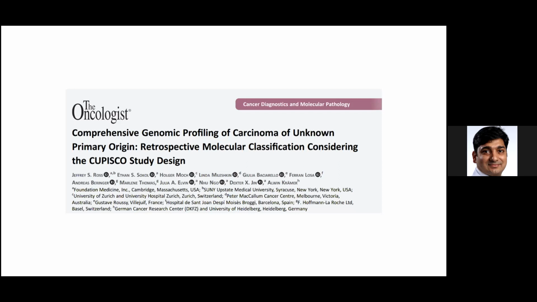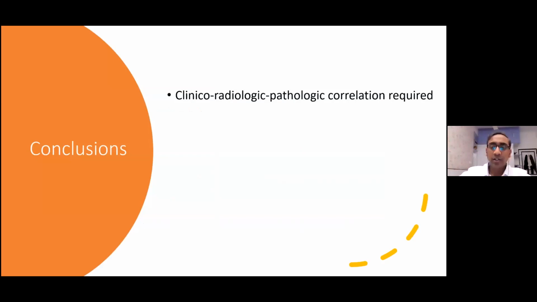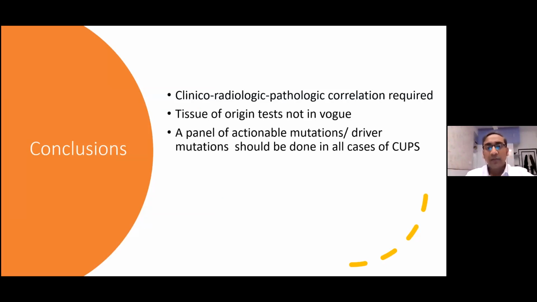Correct. So with this, I would like to end the panel discussion. The basic learnings from this panel discussion, for me, are that a good clinical, radiological, pathological correlation is required. I think my learned panelists would concur with this. The tissue of origin test is not in vogue, and we are phasing this kind of panel out. A panel of actionable mutations or driver mutations should be done in all cases of CUP upfront rather than later on progression, is what I have thought.